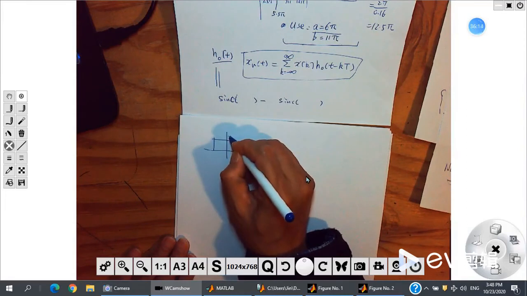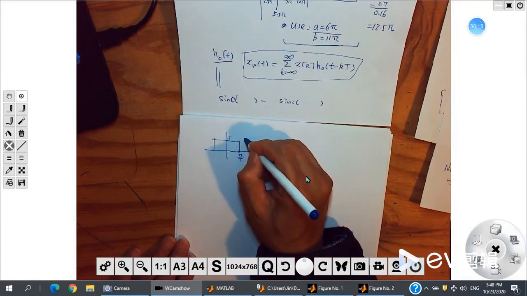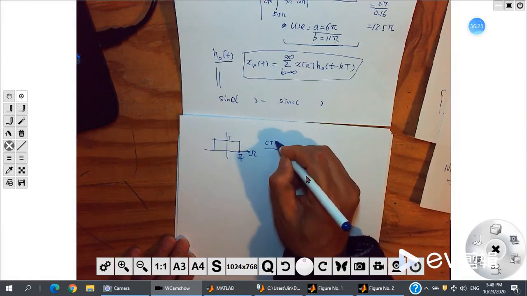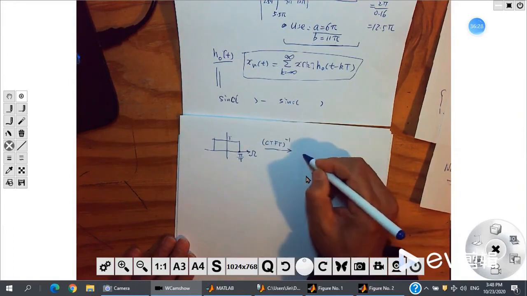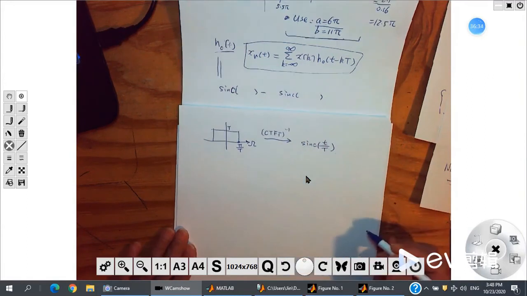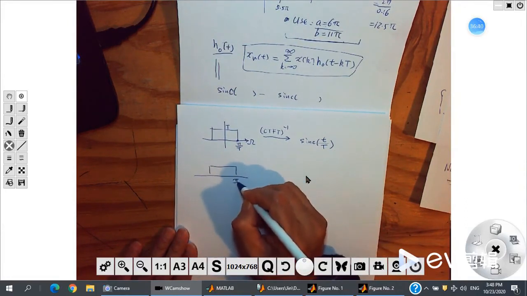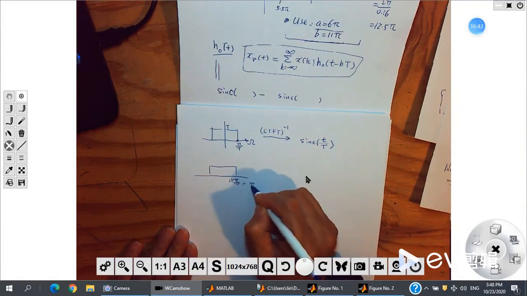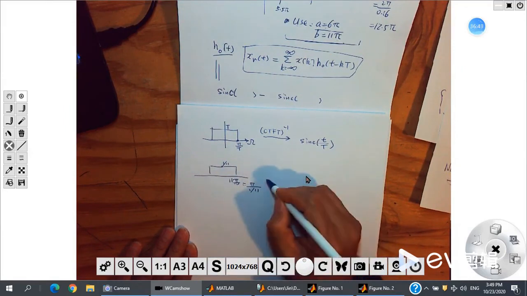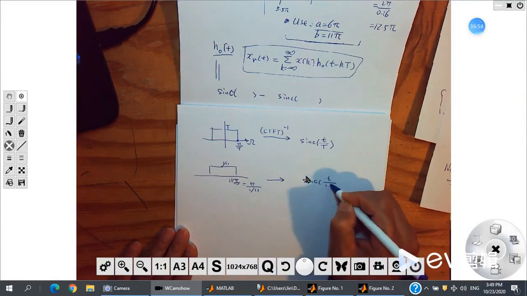Here's a T, here's a pi over T, this rectangle in the frequency domain. We go back to the time domain, continuous time for the transform, and do the inverse. This will be sinc of t over T. So pi over 11 pi equals pi over 1 over 11, right? And if here it is 1 over 11, this gives us sinc of t over 1 over 11.